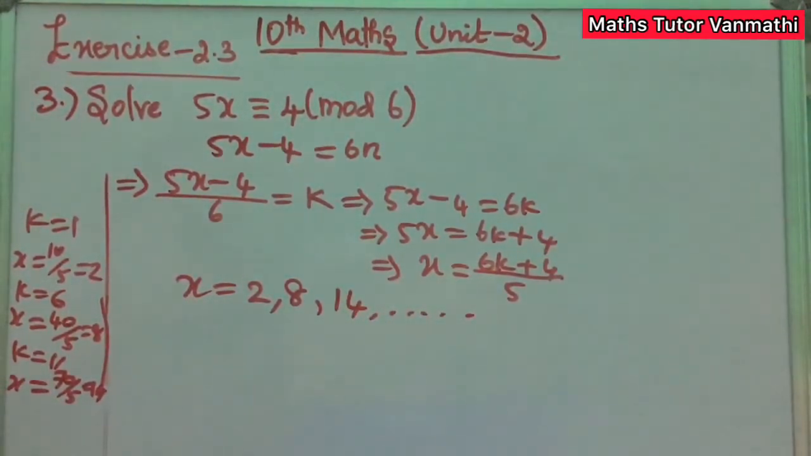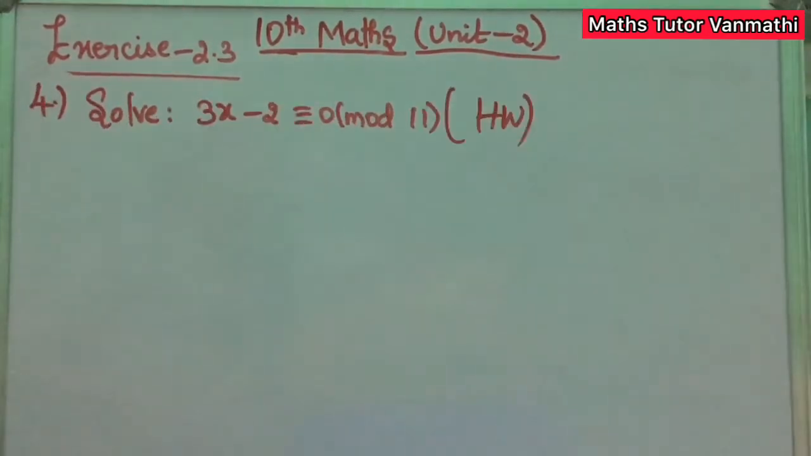Okay, clear? Next problem. Exercise 2.3, fourth problem. Solve 3x minus 2 is congruent to 0 mod 11.